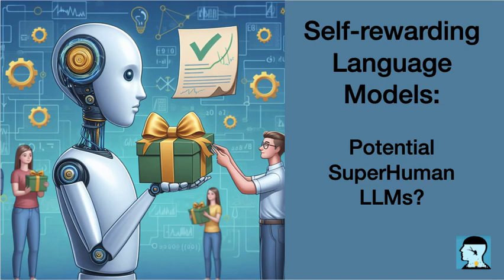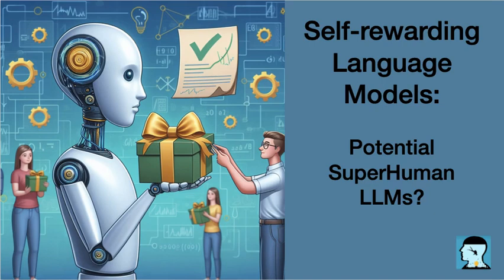Firstly, it is bottlenecked by human performance because the reward models are only as good as the humans providing the preferences. Secondly, these reward models are separate from the language model and cannot learn to improve during training. The SRLMs address these limitations by training the language model itself to provide its own rewards. This is done through a process called LLM as a judge prompting.